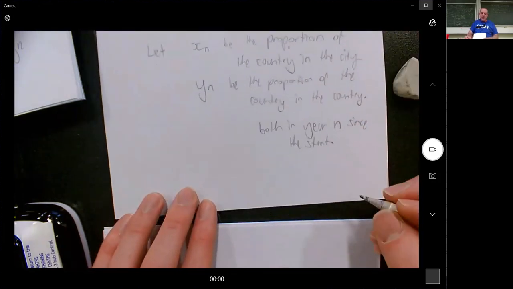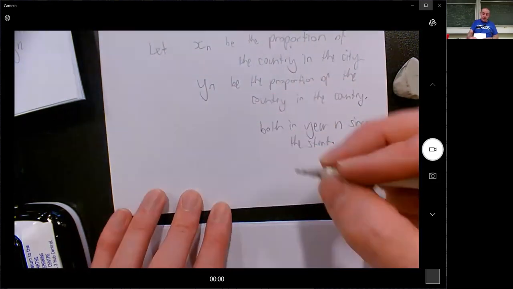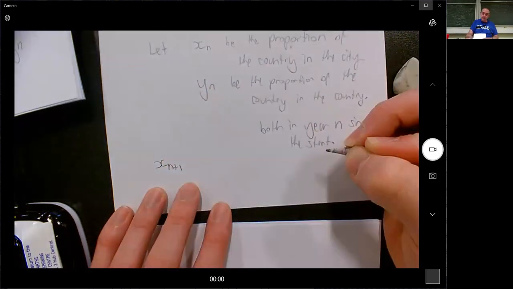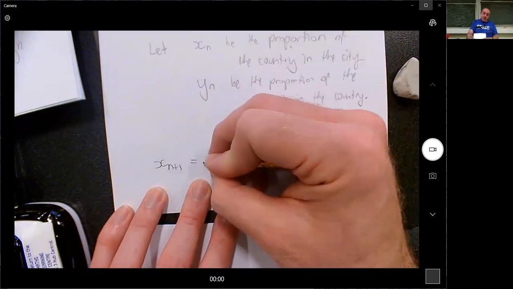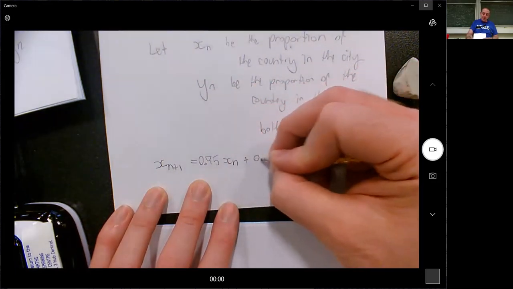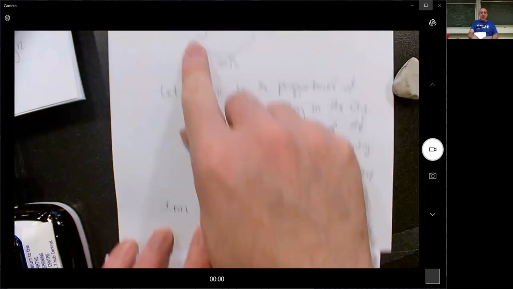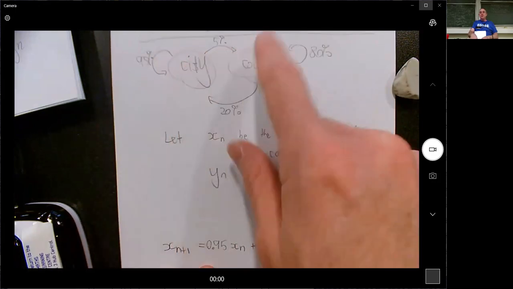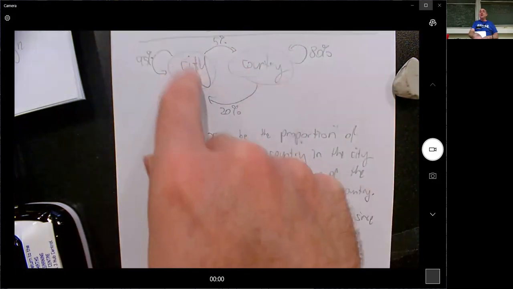But just to be clear, I know this. I'm going to write down the equation. You don't always write this down, but I know that the number of people living in the city next time will be 95% of the people who were living in the city before and 20% of the people who were living in the country before. Because all of those people are the people who arrive in the city afterwards. 95% of the people who are already here arrive back in the city, 20% of the people here arrive in the city, and so now it's 95% of that plus 20% of that is what's here now.